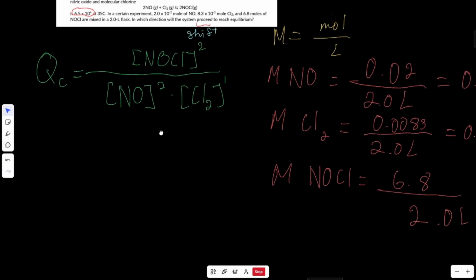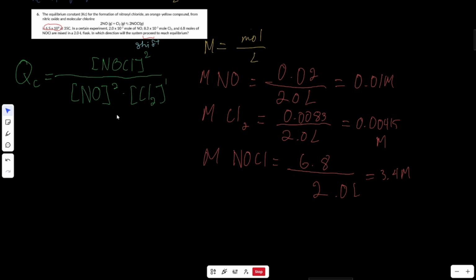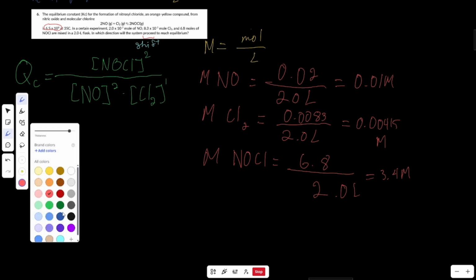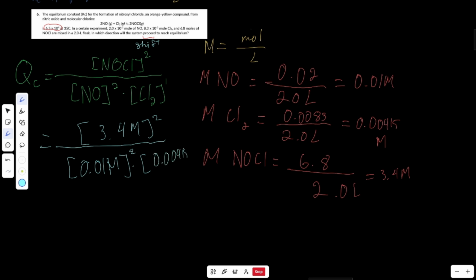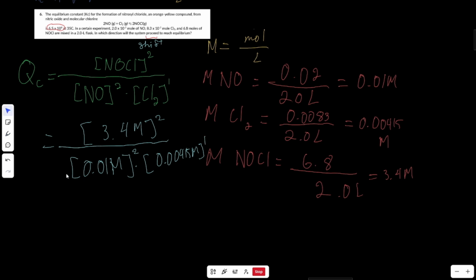Well, now we can just plug and play, right? So we have our concentrations. Now all we have to do is just compute, and I'll use a different pen here so that we can differentiate our solutions. On the top, we'll have the concentration of NOCl, which is now 3.4 molar to the power of 2, over 0.01 molar of nitric oxide to the power of 2, multiplied by 0.00415 molar. Sorry, my handwriting is going up a bit because of the space.